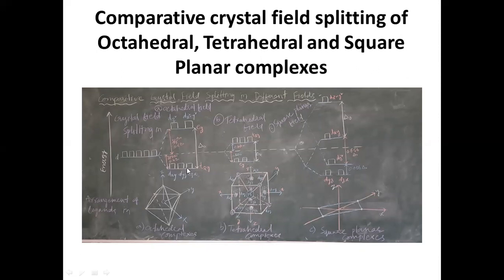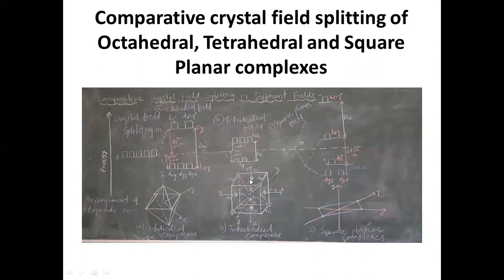Now the next one is the tetrahedral field. This is the diagram we already studied: the ligands approach along alternate corners of the cube, with the metal ion at the center of the cube.